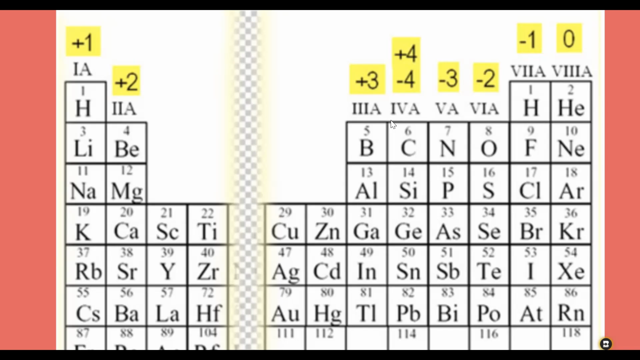So what you do is notice that every element in group 1A has a plus 1 charge. Every element in 2A has a plus 2 charge. Every element in 3A has a plus 3 charge. Then every element in 7A has a minus 1 charge. Noble gases have 0. Why? Because they are so happy they don't need any element to be stable. They're already stable.